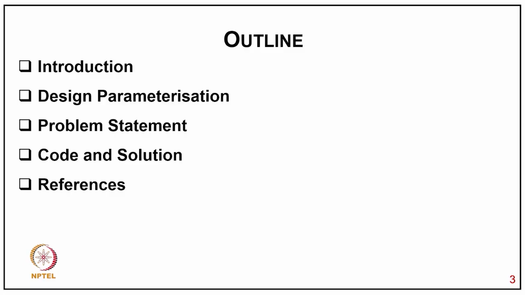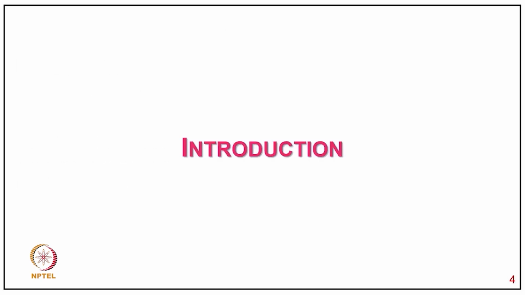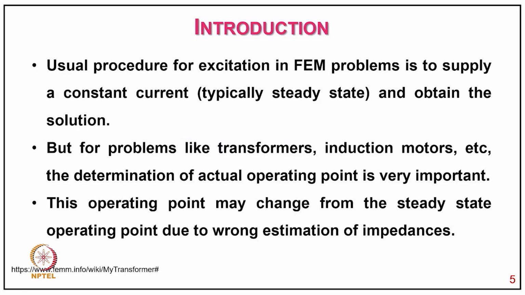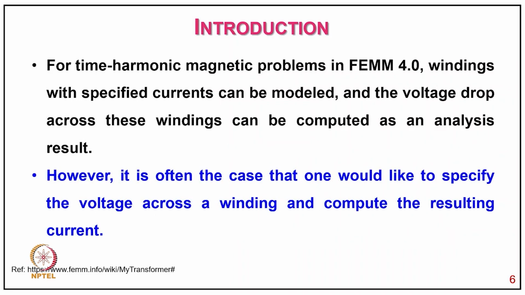The outline of the presentation is: starting with the introduction, design parameterization, problem statement, codes and solution, and references. Coming to the introduction, the usual procedure for excitation in a finite element method problem is to supply a constant current, typically steady state, and obtain the solution. But for problems like transformers and induction motors, the determination of the actual operating point is very important. This operating point may change from the steady state operating point due to wrong estimation of impedances.